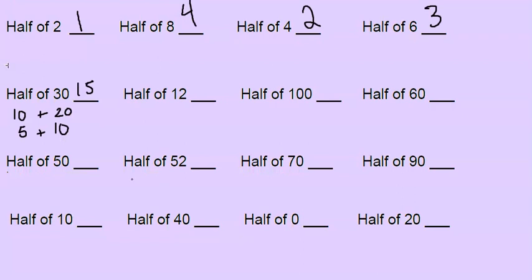Half of 52. So we could take half of 50 and half of 2. Half of 50 is 25. You could also break it down further to find half of 10 and half of 40. So 20 plus 5 plus 1 is 26.